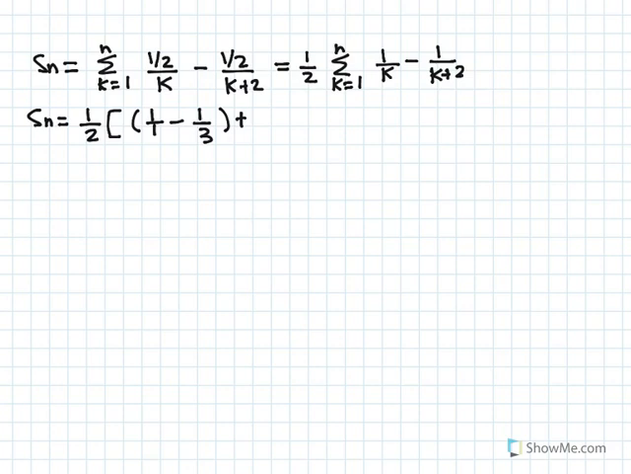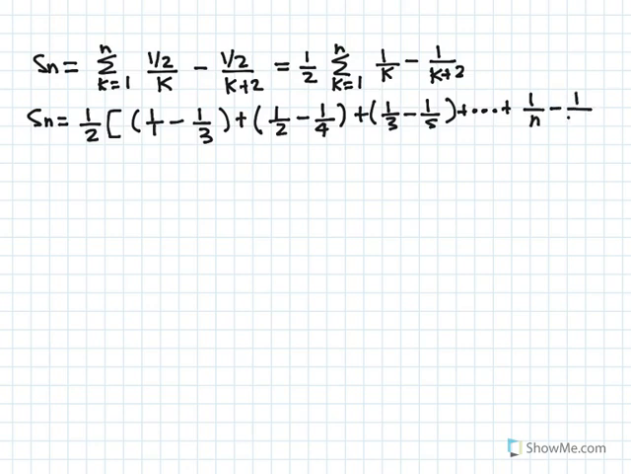Plug in k equals 2, we get 1 over 2 minus 1 over 4. That's the second term. Plug in k equals 3, we get 1 over 3 minus 1 over 5. That's the third pair, I guess. I should say the pair. And plug in k equals n, we get 1 over n minus 1 over n plus 2.